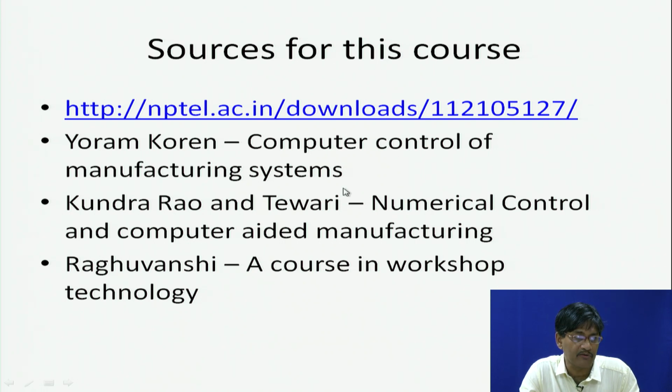Yoram Koren, Computer Control of Manufacturing Systems, is a very good book on CNC, though it is quite old at this moment. It was first printed in 1983, but it directly goes into the very basic technology of CNC. So, it will be very helpful for you for preparation. Kundra Rao and Tiwari, Numerical Control and Computer-Aided Manufacturing, that is very good. And Raghubangshi, a course in workshop technology. This book is very good from the point of view of, say, gear cutting, helical milling, etc.